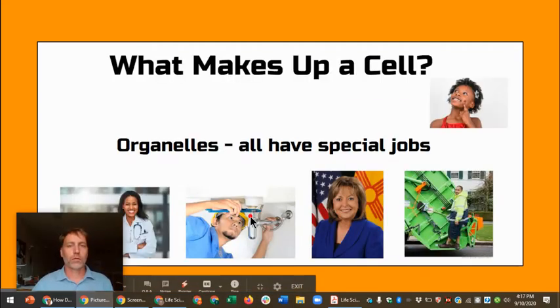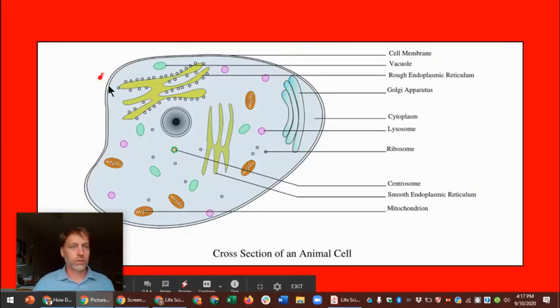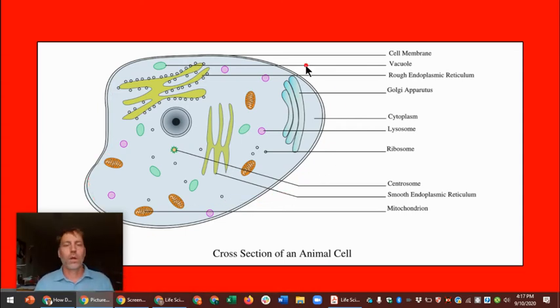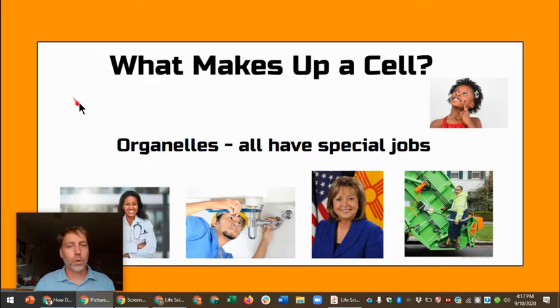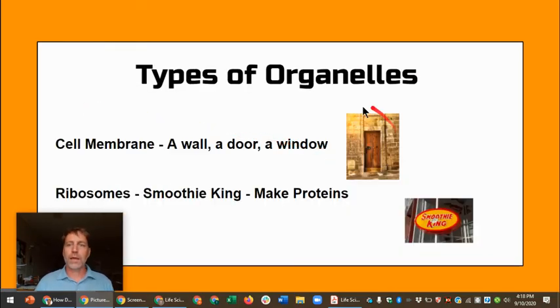Okay, the cell membrane. If we go back to our picture here, here's the cell membrane. In a plant cell, that's called the cell wall. The cell membrane forms its structure, kind of like the skin of the cell. It keeps everything contained within it. It is also what's called a semi-permeable barrier, meaning that, like a wall, you can't walk through a wall, but you can get past that wall if you can open the door.